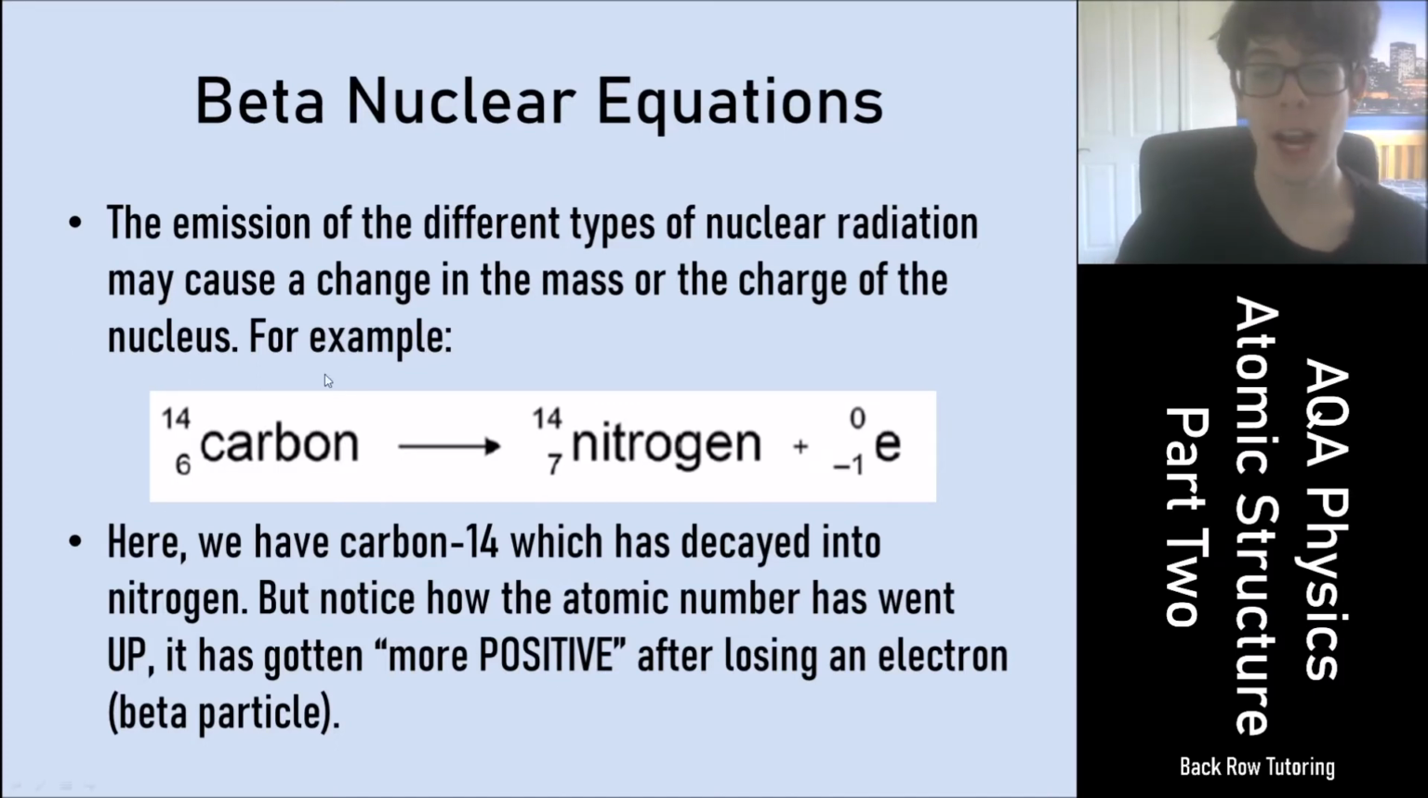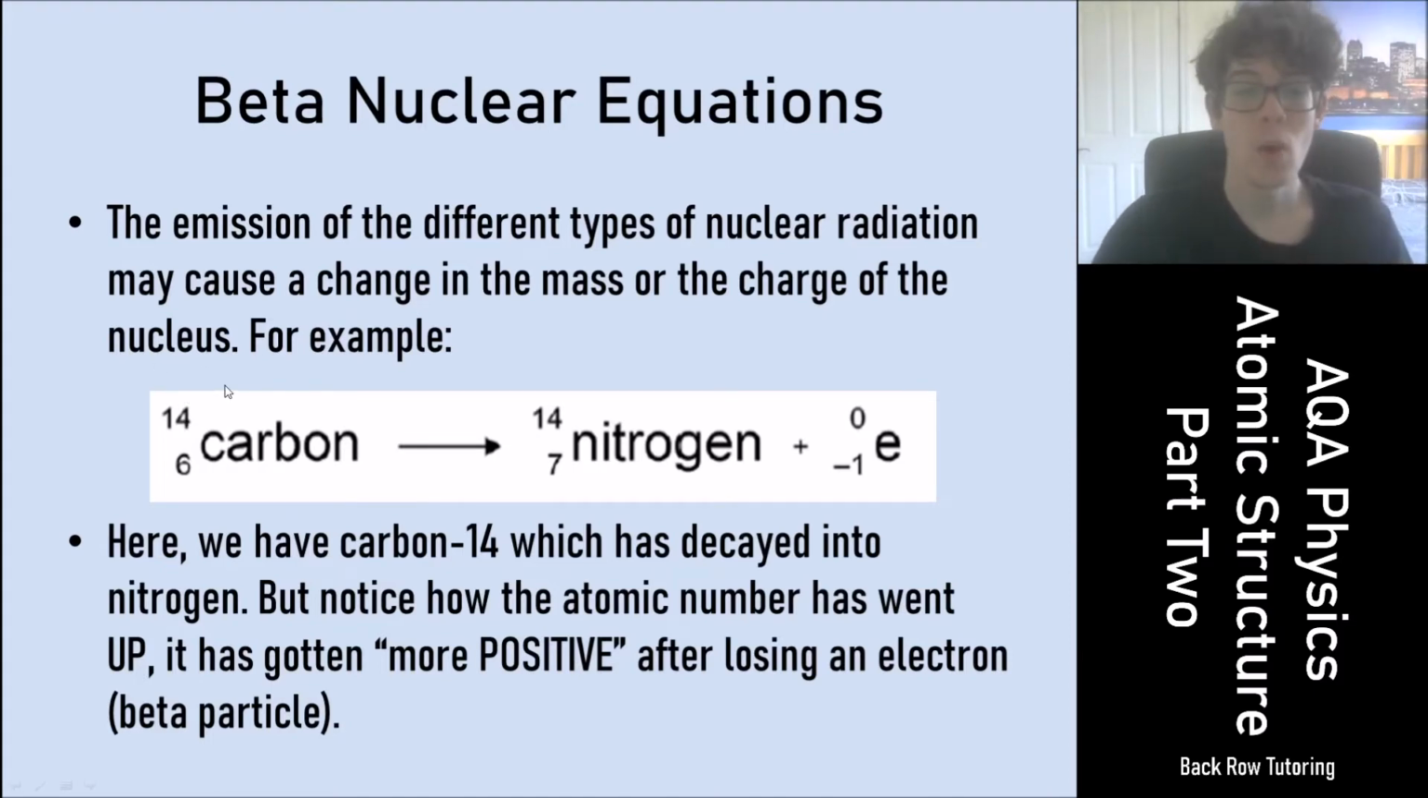So we have our carbon nucleus here with a mass number of 14 and an atomic number of 6. When we lose an electron, when we get rid of an electron, remember that the neutron in the nucleus has split. It's split into a proton and an electron. When the electron goes away, well, that's represented here, but it leaves behind a proton.